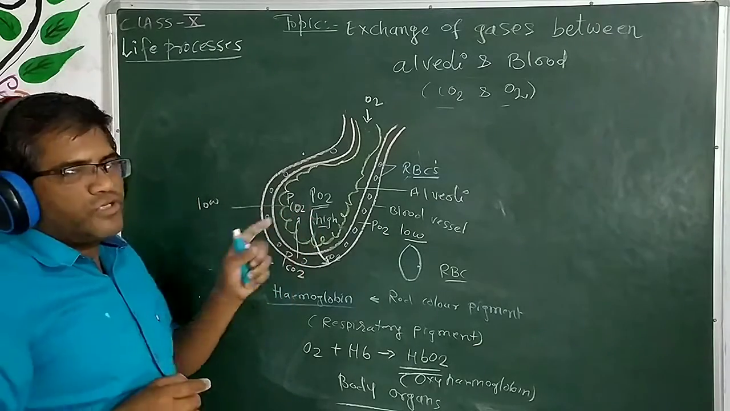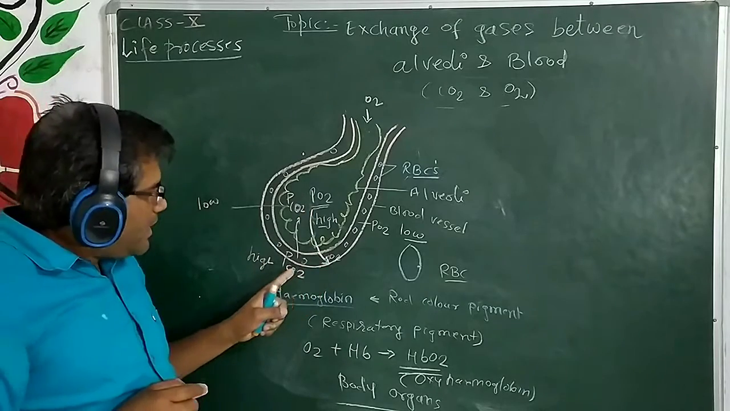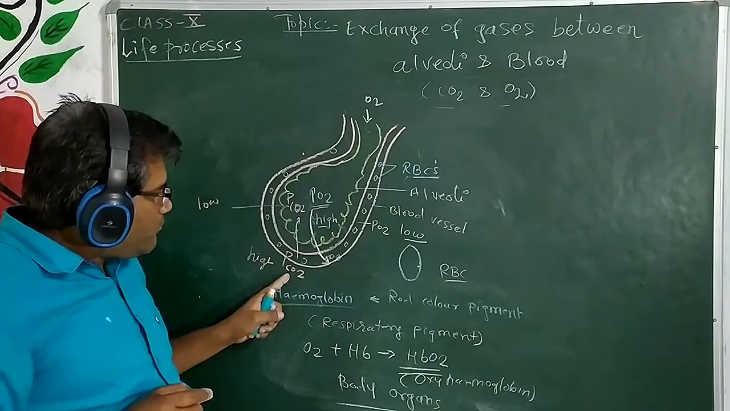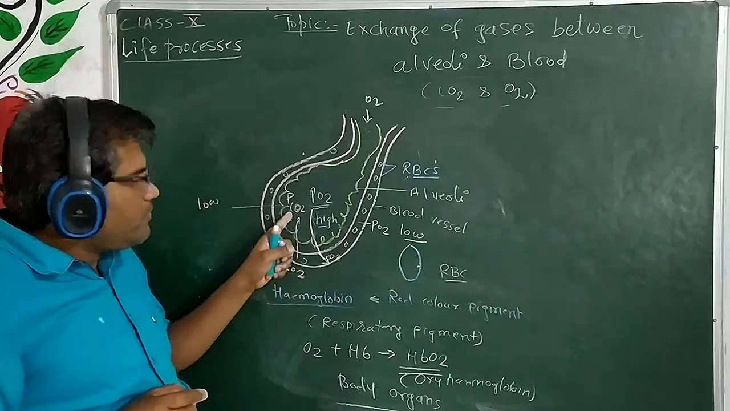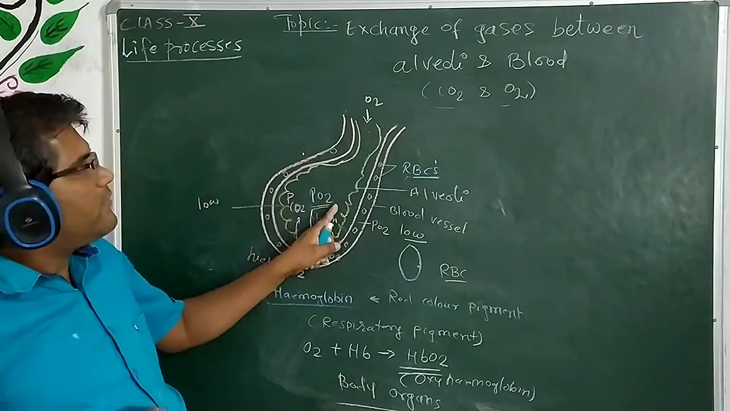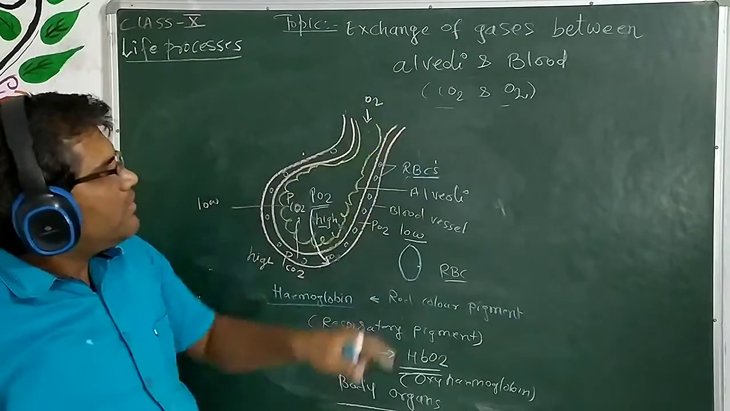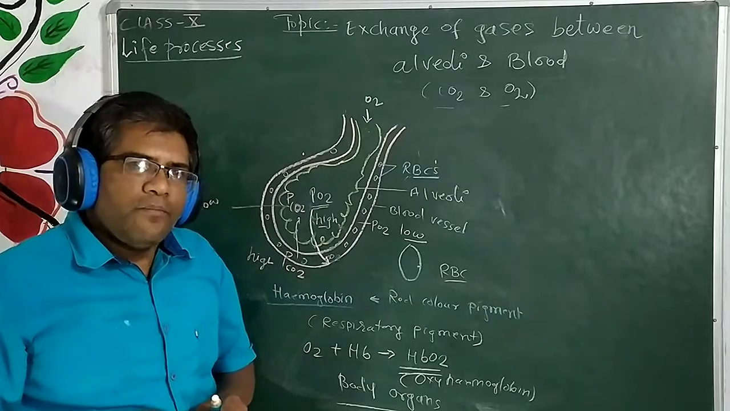Both processes, the exchange of oxygen from the alveoli to the blood and the exchange of CO2 from the blood to the alveoli, take place by the diffusion process, and this is all about the exchange of gases between the alveoli and the blood vessel.